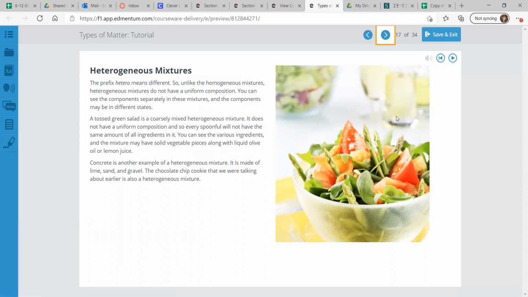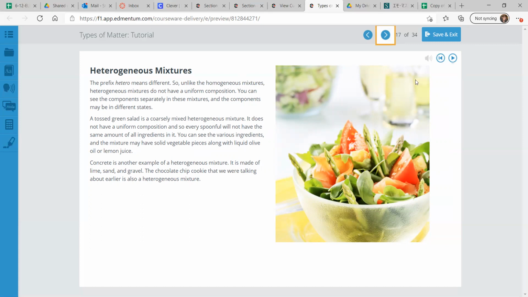Heterogeneous mixtures. Hetero means different. So unlike the homogeneous mixtures, heterogeneous mixtures have different compositions. It is not a uniform composition. You can see the components separately in these mixtures. So the example here is a green salad, whereas coffee is all mixed together. You can't really see what's what. A salad is mixed up with different vegetables, different ingredients, and they never quite mix together where it looks like one big glob of salad. Like you can tell the individual components.